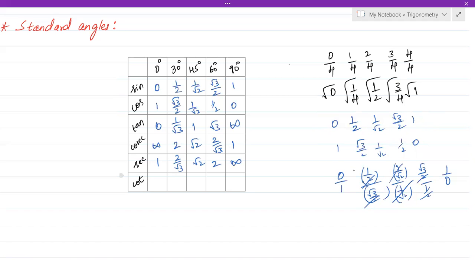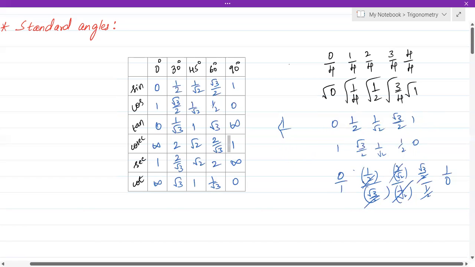For cot value, you have to take the reciprocal of the tan value. 0 reciprocal is not defined. 1 by root 3 reciprocal is root 3. 1 reciprocal is 1. Root 3 reciprocal is 1 by root 3. Infinity reciprocal is 0. Infinity is what? 1 by 0, right? If you reciprocate, it becomes 0 by 1, which is 0 itself, isn't it? So you got all the values.